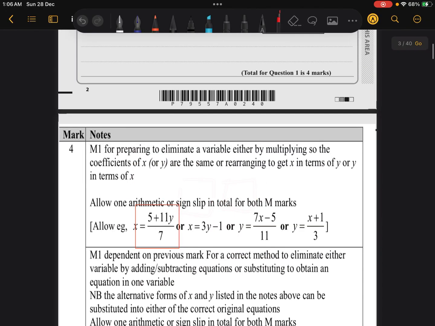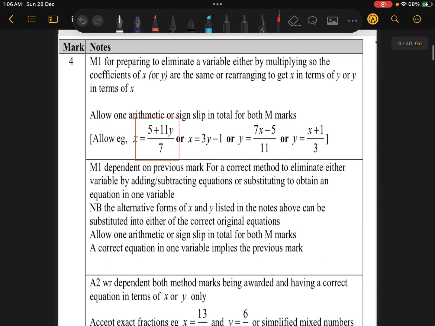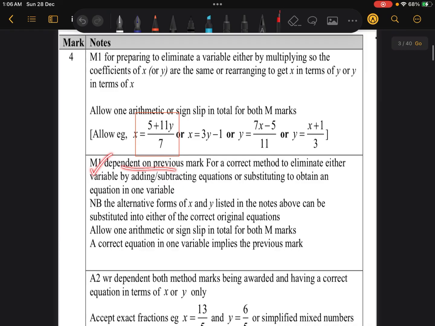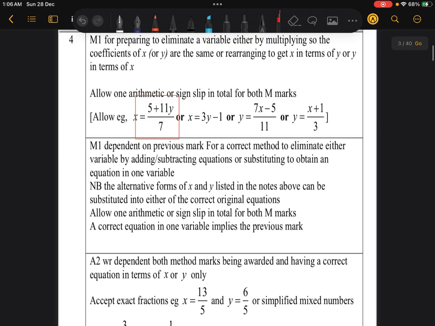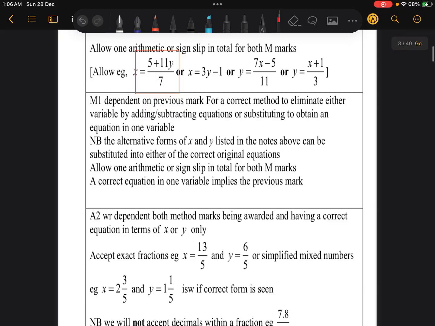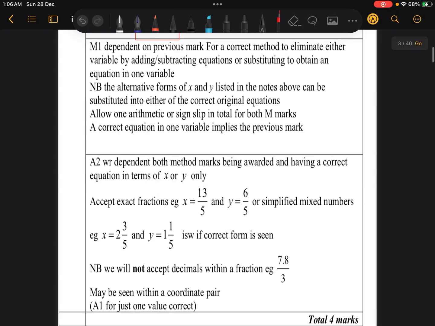So this has 1 mark, and the next mark is dependent on the previous mark for a correct method to eliminate either variable by adding or subtracting. So you can use the elimination method. There's no problem in using the elimination method. So yeah, you can use substitution or elimination, and then you can calculate x and y.